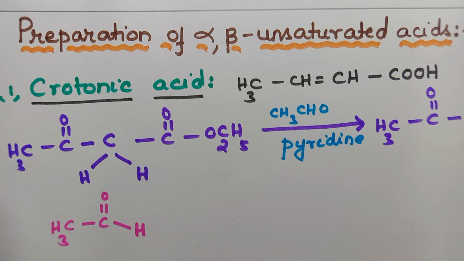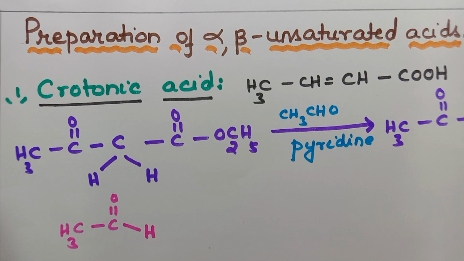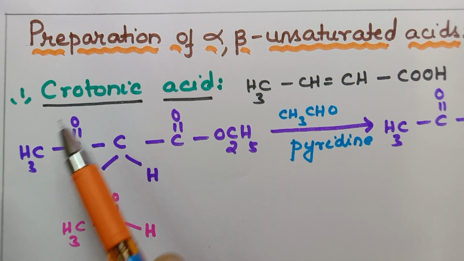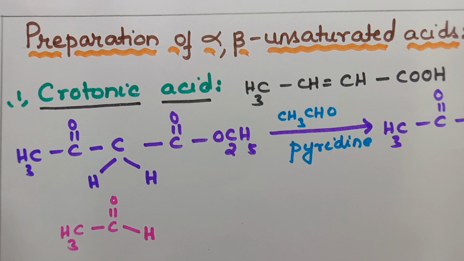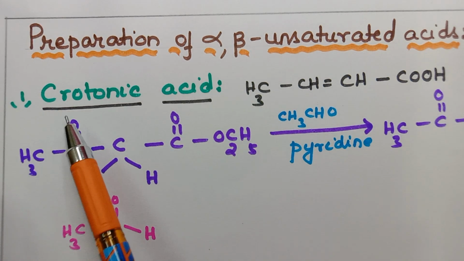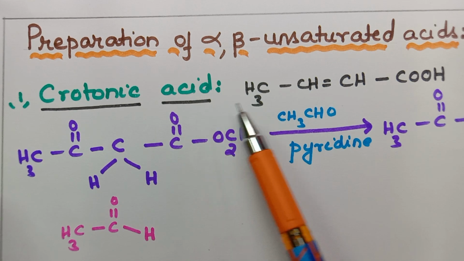Next application is, students, preparation of alpha-beta unsaturated acids. So alpha-beta unsaturated acids, we have the example crotonic acid, C-R-O-T-O-N-I-C, crotonic acid. So I request you not to write spelling mistakes, students. Please kindly note down carefully. What is this crotonic acid?